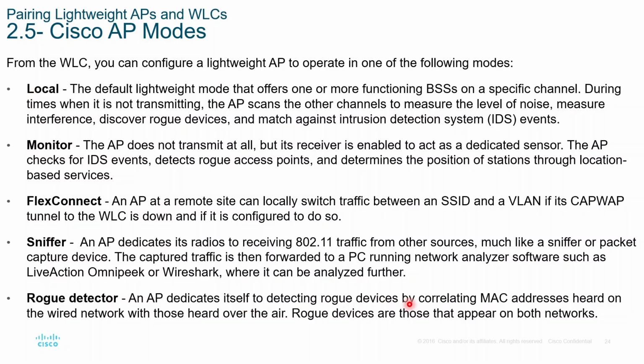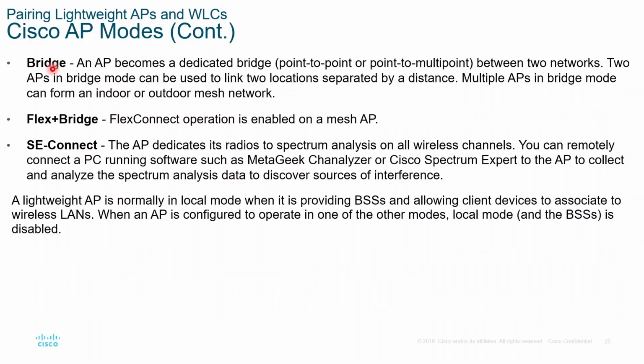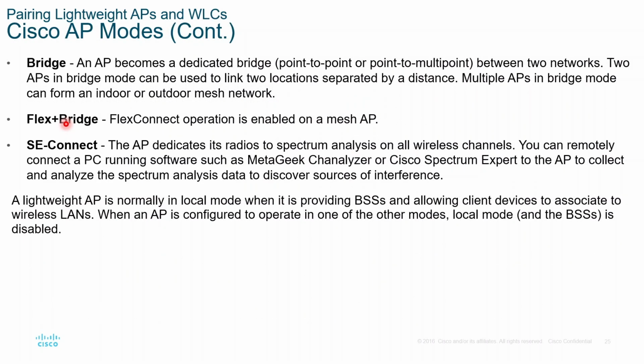So rogue detector: rogue devices are devices that appear on both networks. In the AP, they do detecting of rogue devices, so it will pick up any hotspot. And bridge, it will be like if there's an extender, Flex plus bridge. So you have an AP, and that AP is sending everything to the router. Then that AP will have an extension, so it will have double the range.